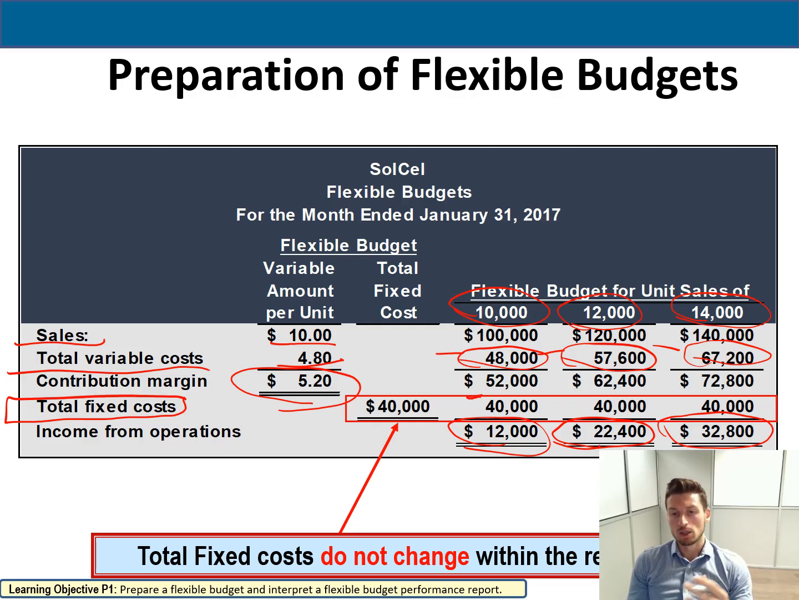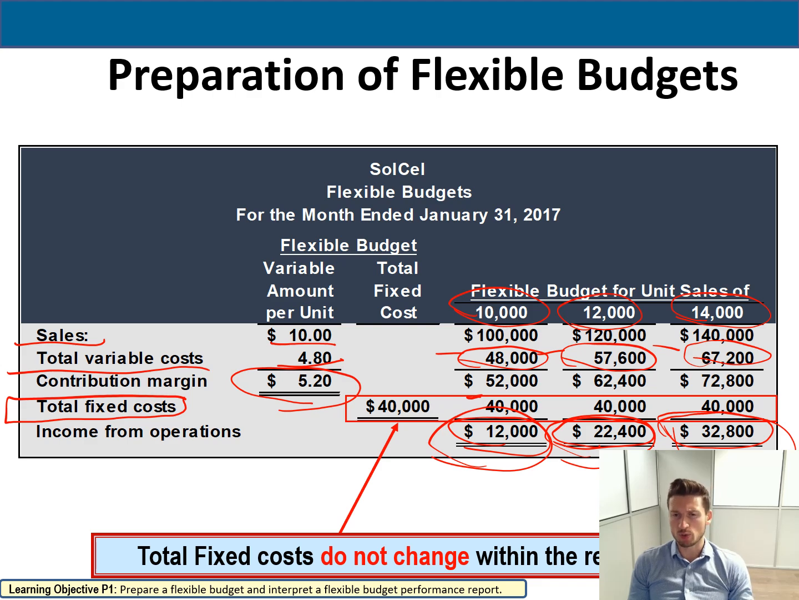Okay, so these are budgeted results, which we are budgeting for 3 different activity levels. In order, if we're going to sell 10,000, what is happening? Here is the result. If we're going to sell 12,000, what's going to be my operating profit? And if we're going to sell 14,000, I'm going to have my operating profit.